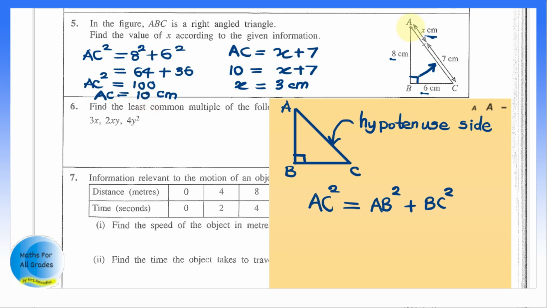Here they have given the distance from here to here is x and here to here is 7. So in total we know it's 10 centimeters. That makes x 3 centimeters.